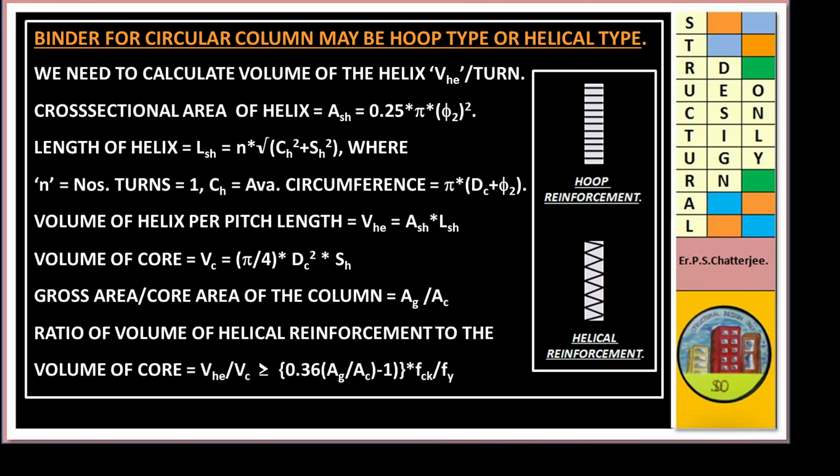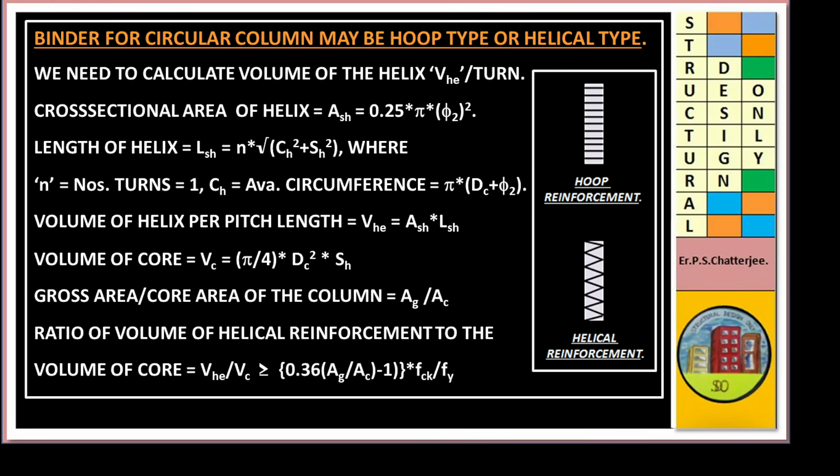CH is the average circumference, equal to pi into DC plus phi 2. Volume of helix per pitch VHE is equal to ASH into LSH. Volume of core VC is equal to pi by 4 DC square into SH. Gross area by core area of column is equal to AG by AC.